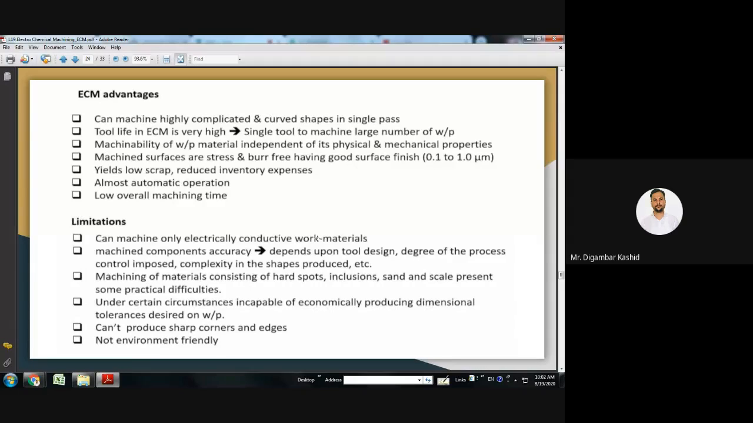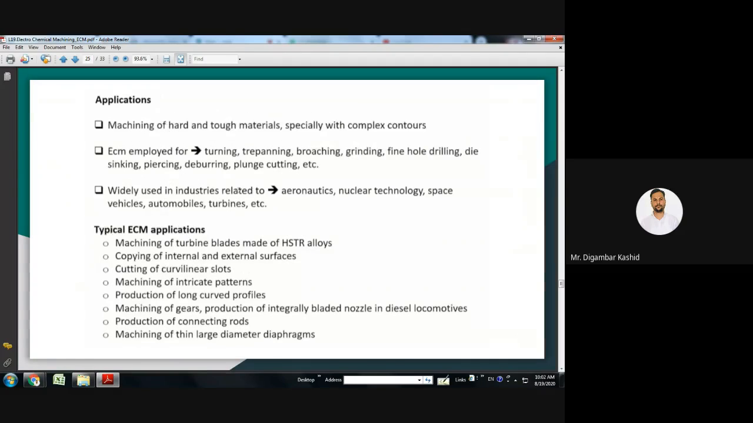So today we'll continue the remaining part of our electrochemical machining. Last lecture we discussed the ECM machine tool and its major components in detail. Then we discussed the advantages and limitations also. In continuation with that, today I'm going to discuss the applications of this ECM process.